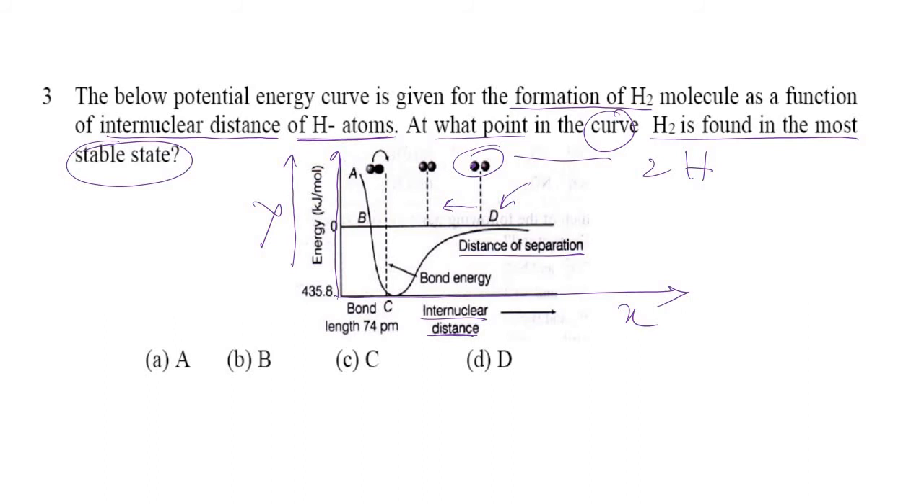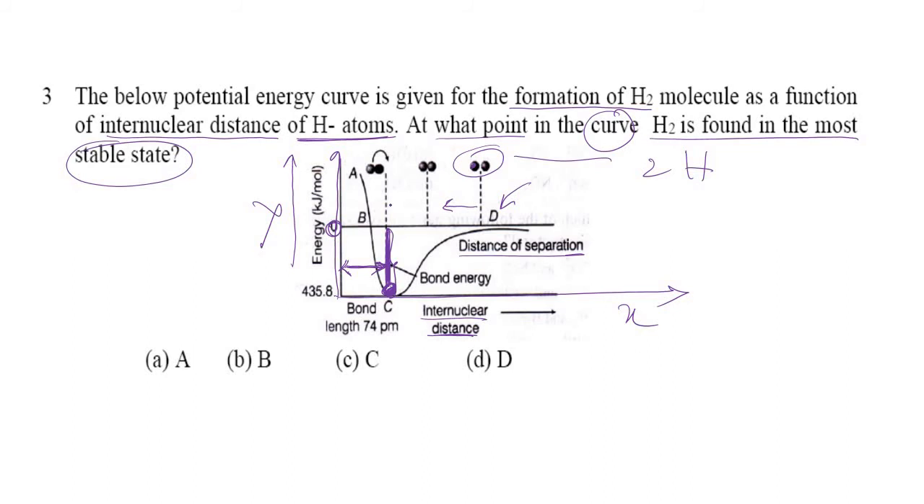At a certain point they will overlap in such a manner that this is called the bond energy. It means that at point C a molecule is formed. At point C the molecule is formed, and this part is called the bond length, and this is the energy that is called the bond energy. It means it is less than 0, which means energy is liberated during bond formation.